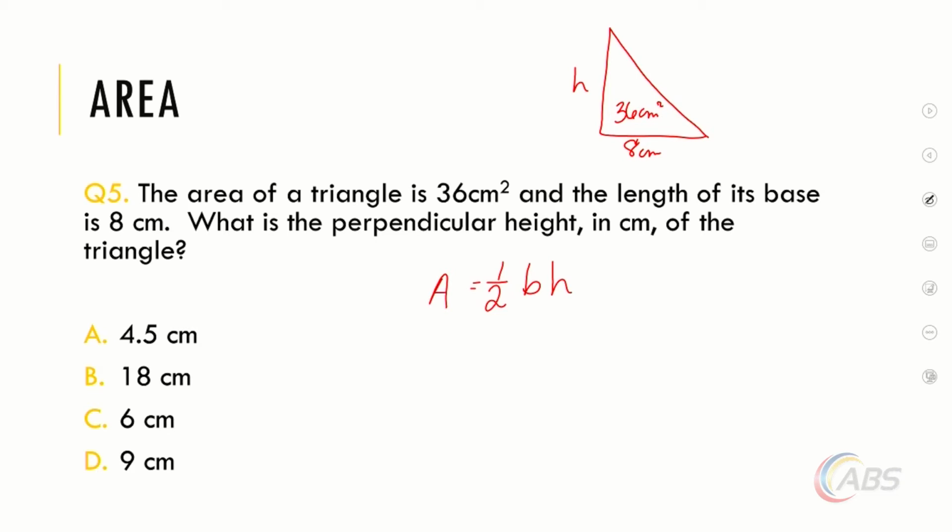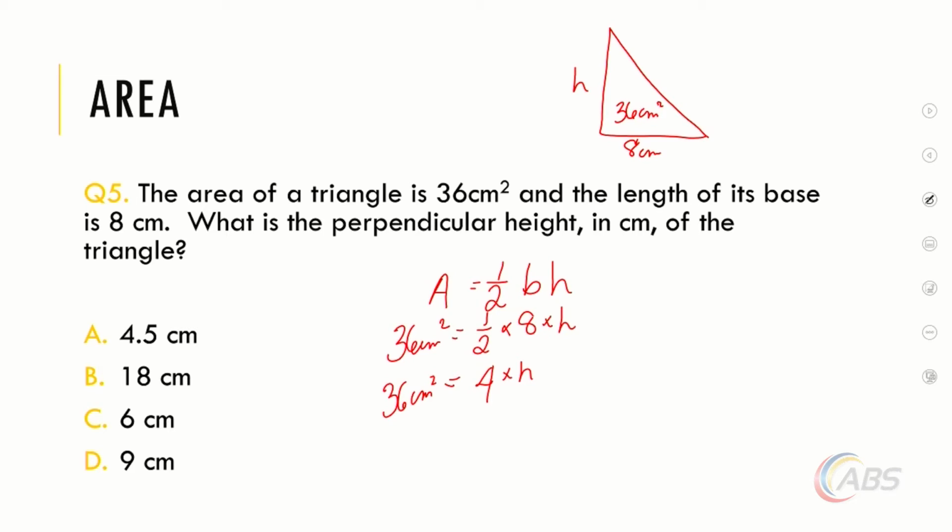We have the area of the triangle. The area of the triangle is 36 centimeters squared. And we have the base of the triangle, which is 8, but we do not know the height. So if we halve 8, we get 4. Still left with the height, and 36. So we need to ask ourselves now, 4 times what gives us 36?